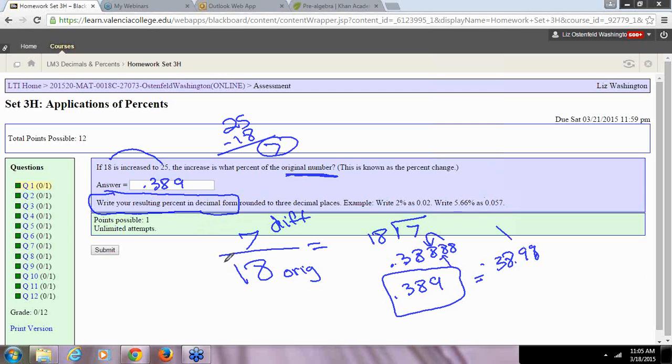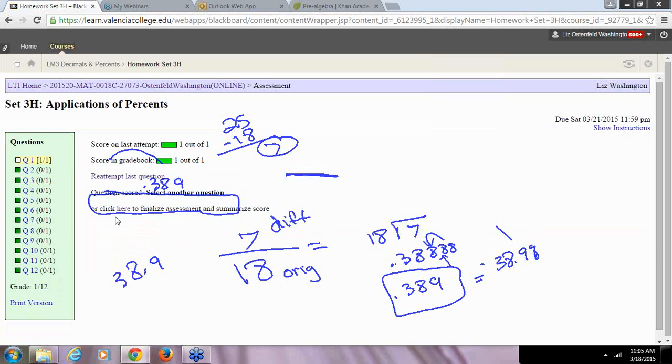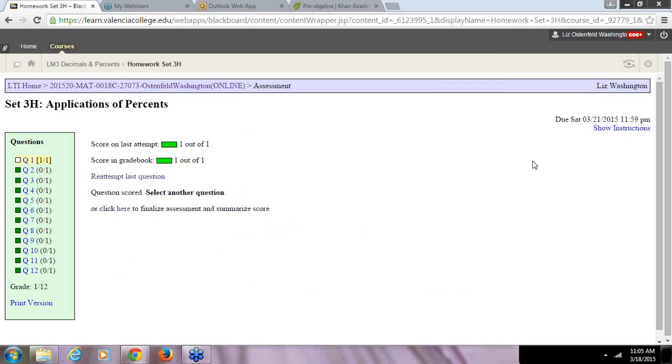Let me make sure it doesn't want you to write 38.9. Let's test it out and see what happens. Because I could be saying that and it could really want you to do it the other way. 0.389. Let's see. Yes, okay, so I was right. So leave it right in that decimal form just like it asks you to.